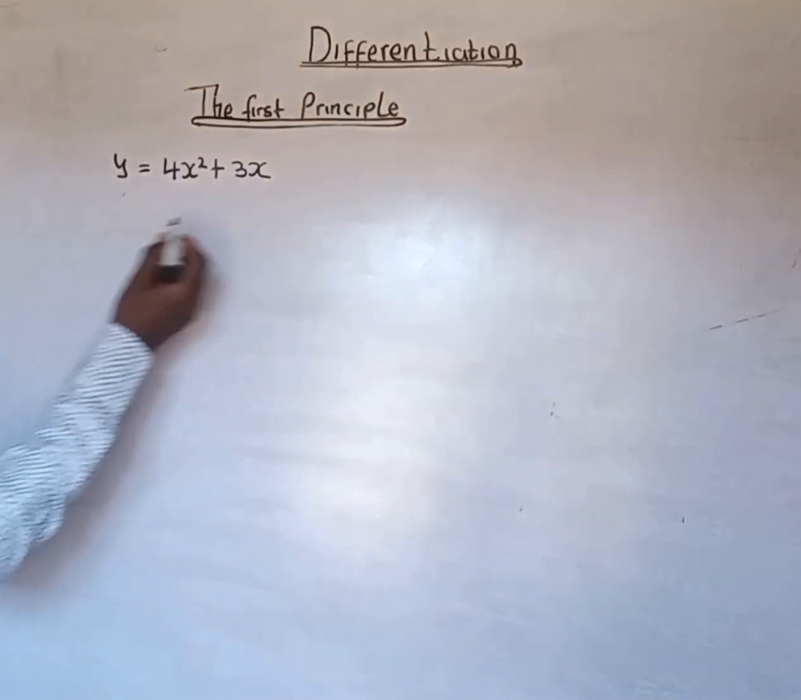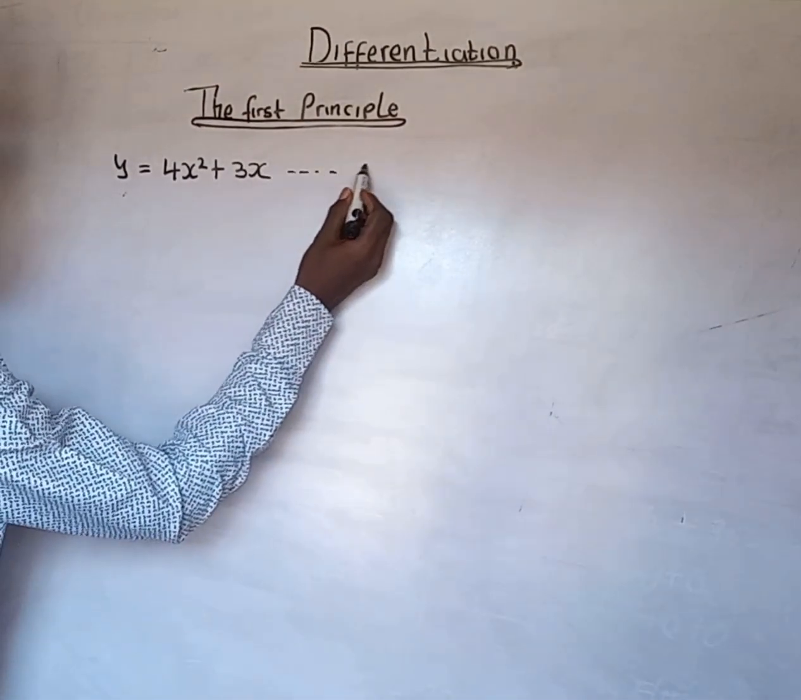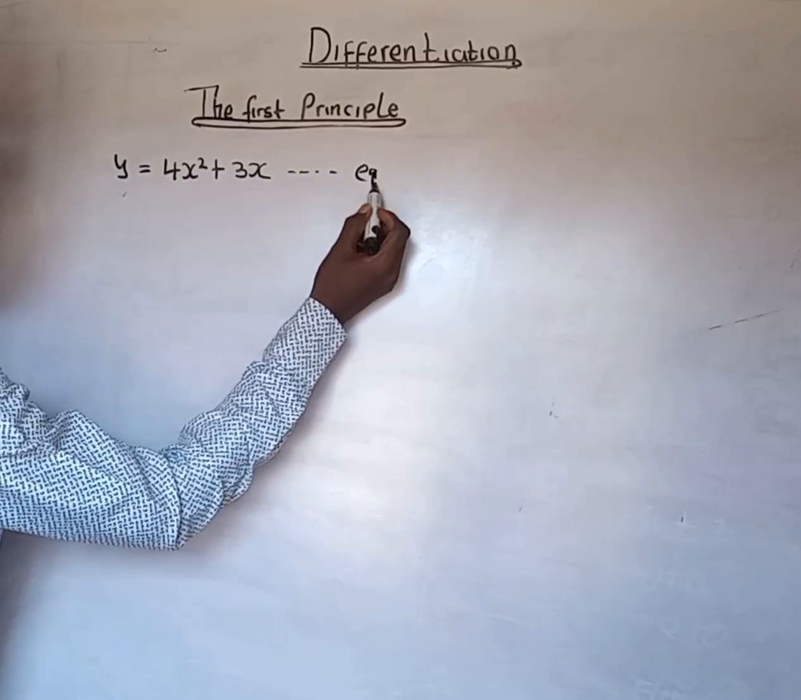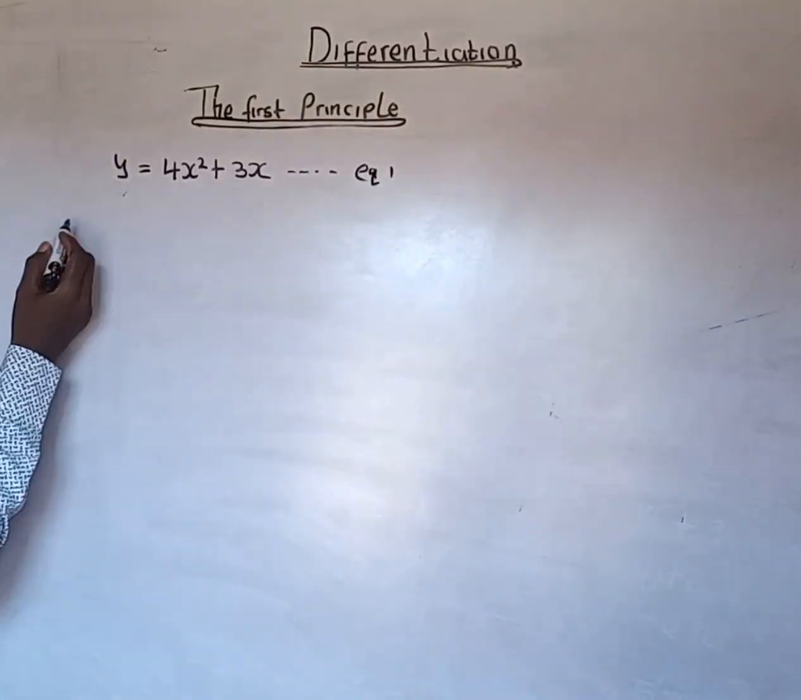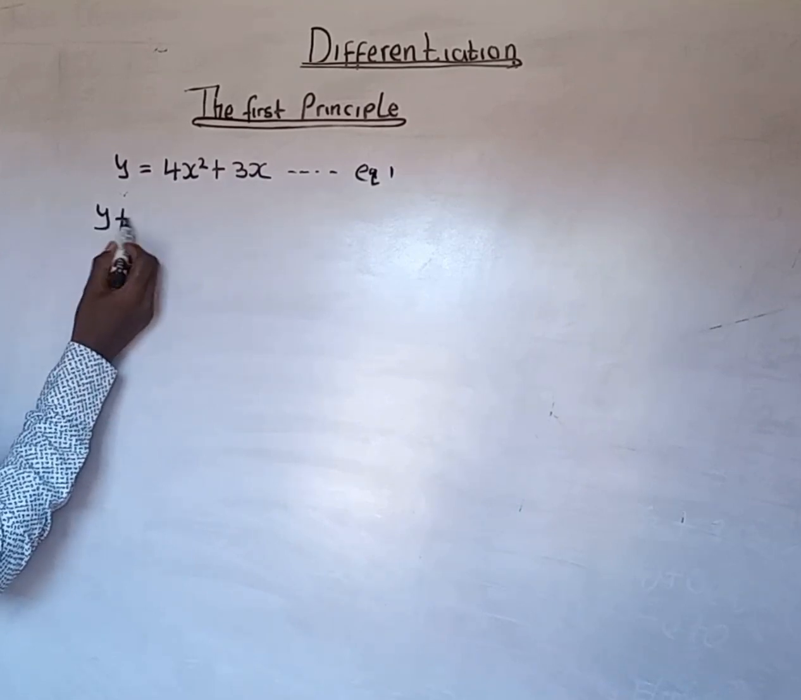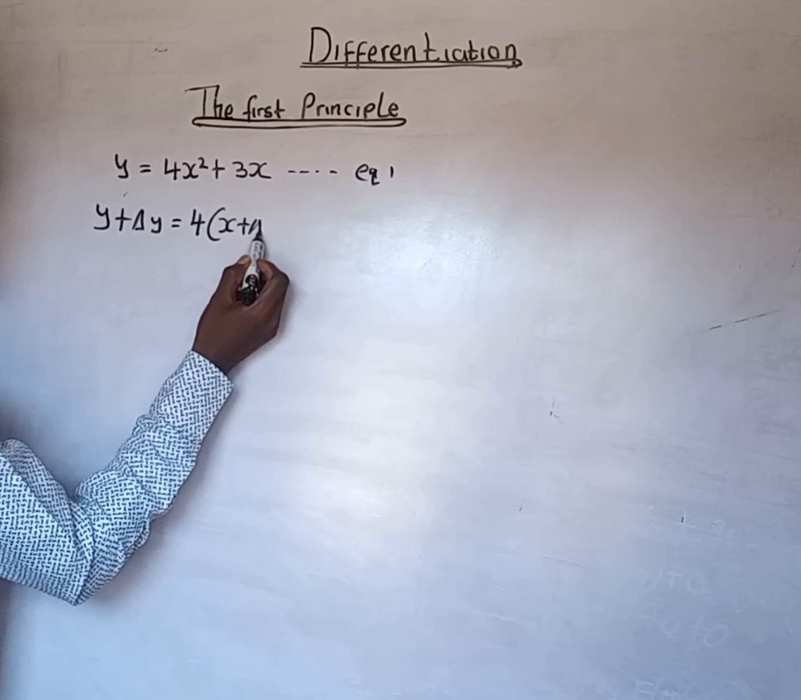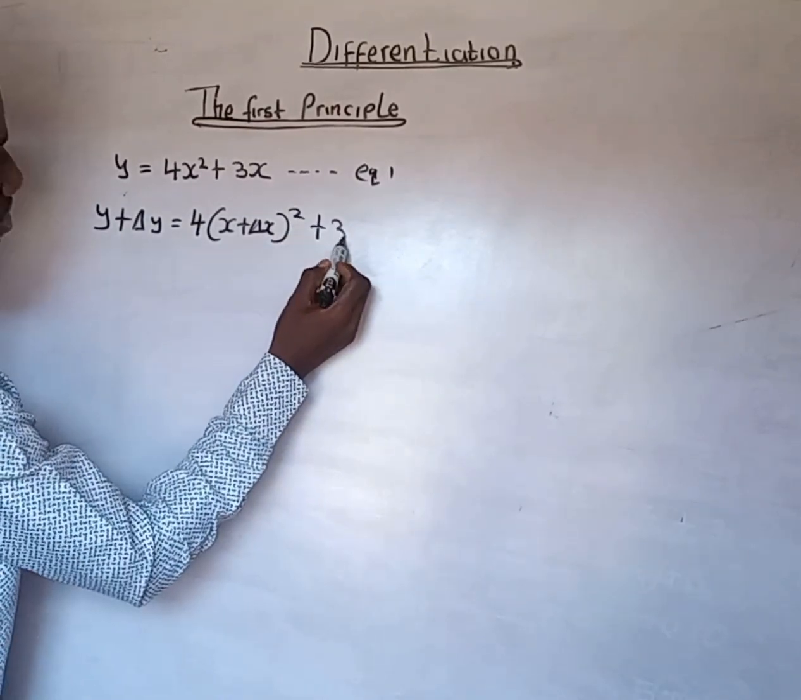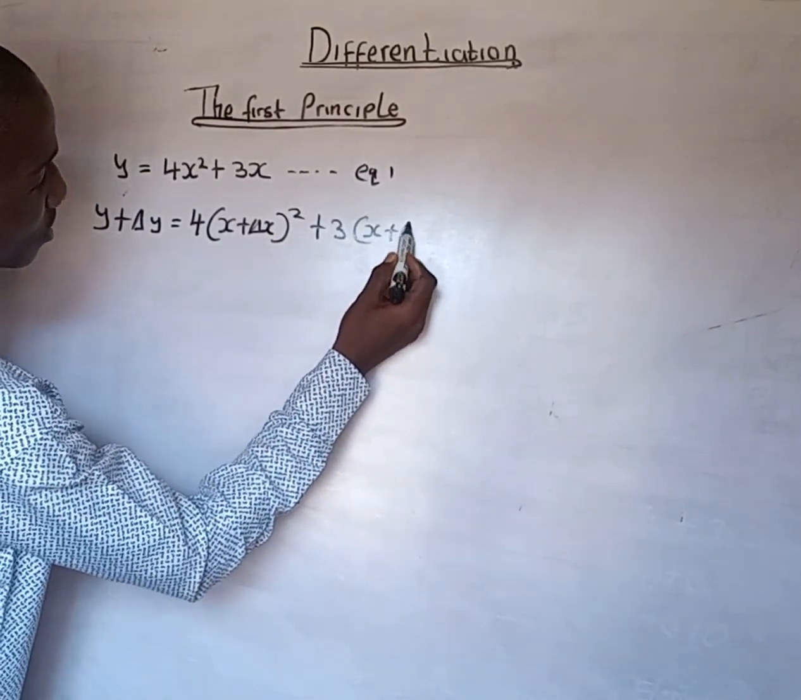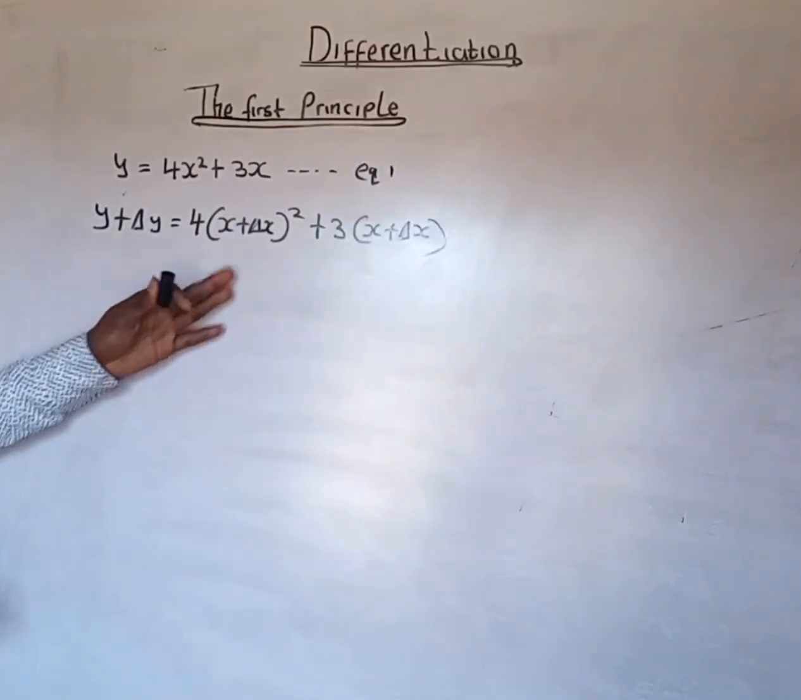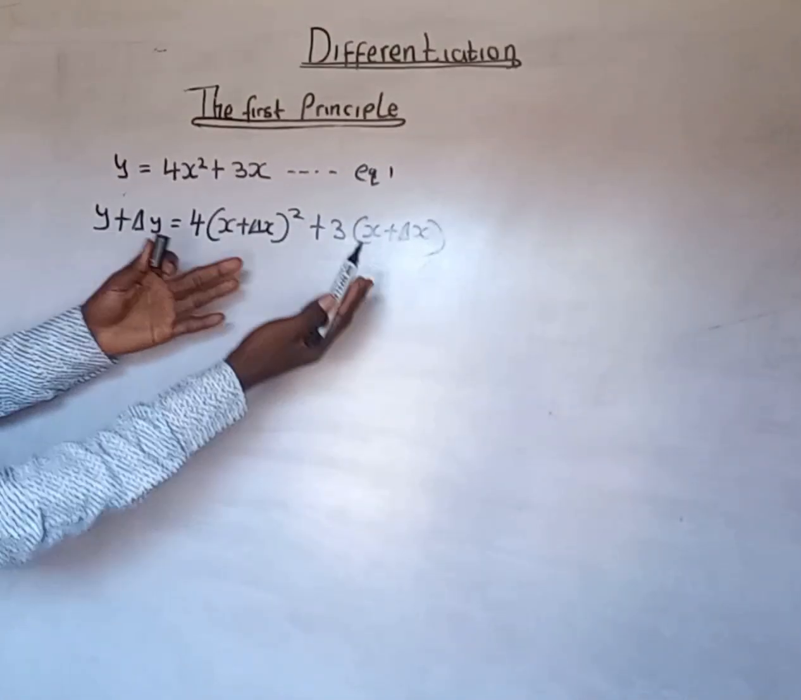Therefore, let me call this one equation 1. Let's call this equation 1 for easy solving. Now, anywhere I see y, I'm going to be substituting y plus delta y. So I'm going to have y plus delta y is equal to 4 into bracket x plus delta x all squared plus 3 into bracket x plus delta x. Now, this is the first thing to do. After that, you proceed to expand your right hand side.